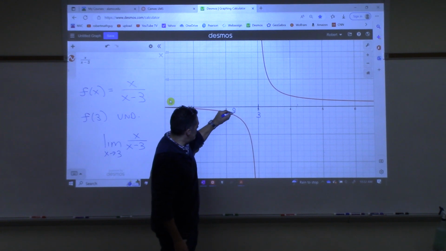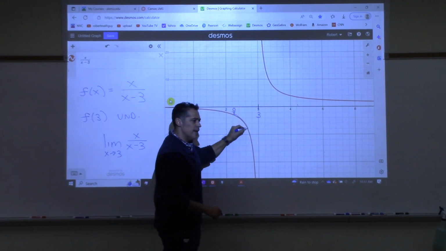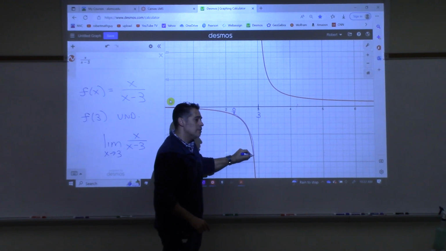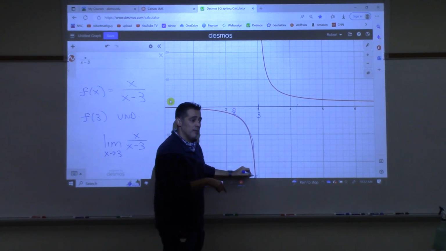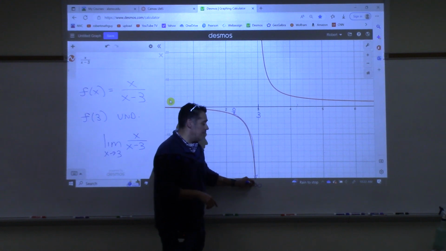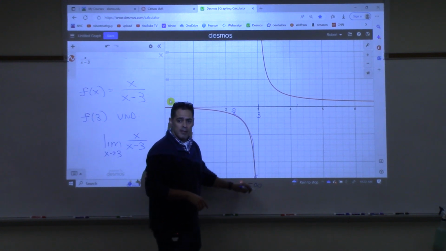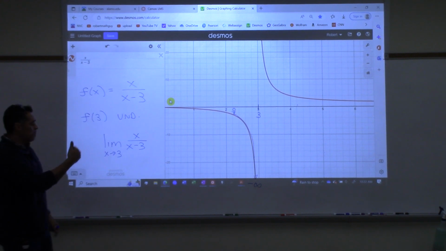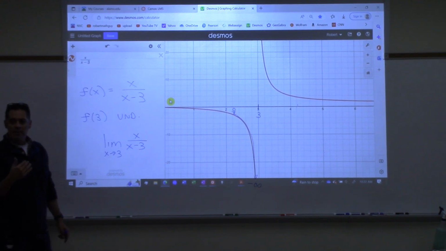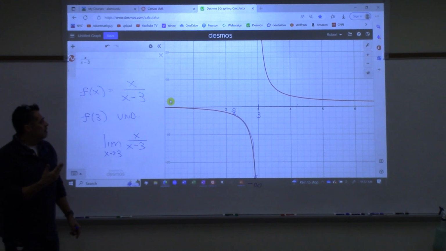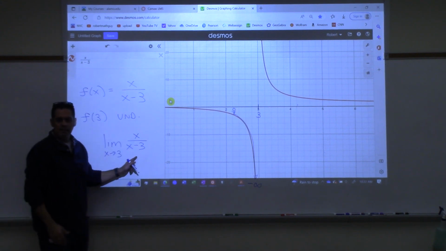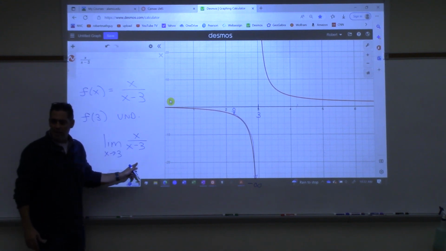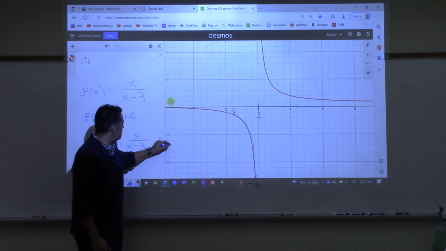So you're on this function walking, right? And you're going towards 3. And where are you headed? The y value, right? So that is negative infinity down there. So we're headed to negative infinity from the left. How about from the right? If we approach 3 from the right, where is it headed? Positive infinity. So does this limit exist? No, this limit does not exist.